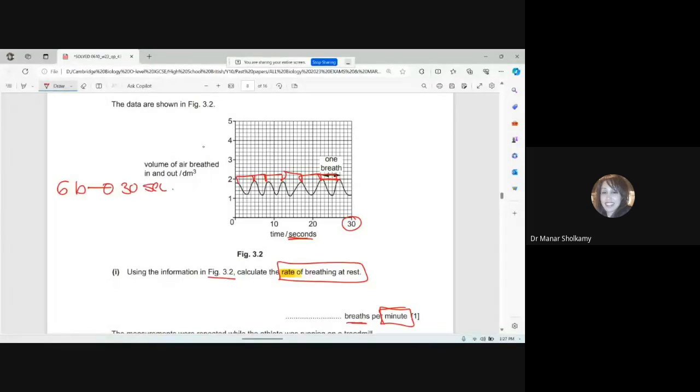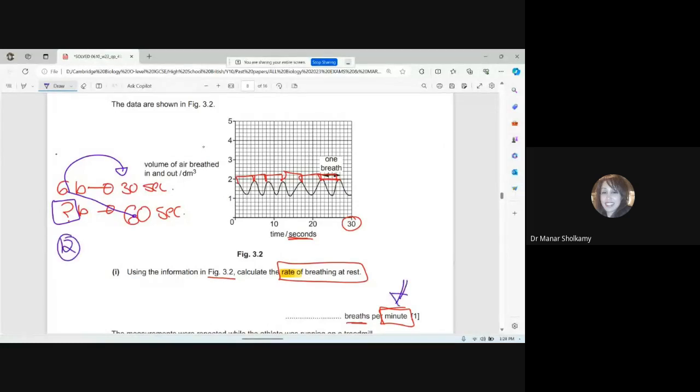How many breaths in 60 seconds? In 1 minute, what will you do? Yes, we want to, how will you do it? Cross multiply. 60 times 6 divided by 30. And the answer here will be, let me do it. Do you all know how you got it? 60 times 6 divided by 30. The answer, yes, is 12 breaths per minute.